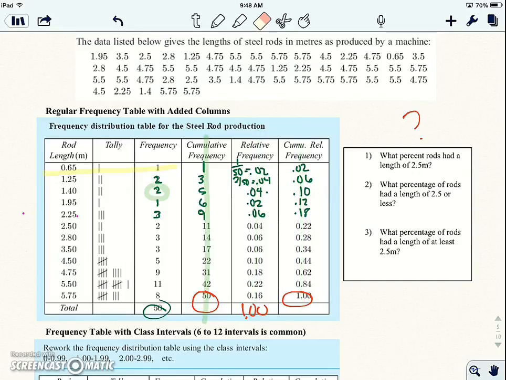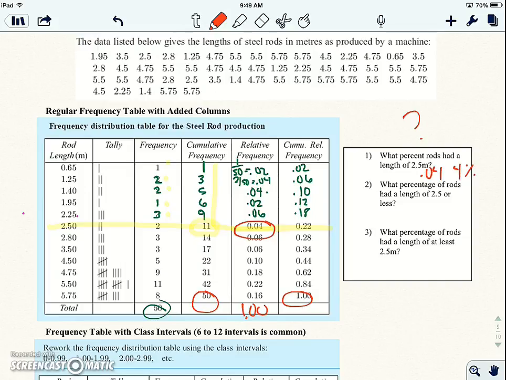And I'm going to go ahead and remove these highlights. So 2.5 is right here. So we know that 11 rods were at 2.5 or less because we added them up: 1 plus 2 plus 2 plus 1 plus 3. So 11, and that percentage is 0.22. Oh, I lied. That's 'or less.' What percentage of rods had a length of 2.5? That is the 0.04, or 4%.